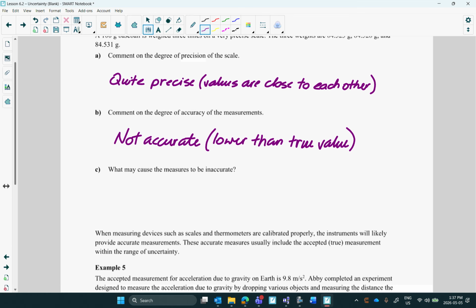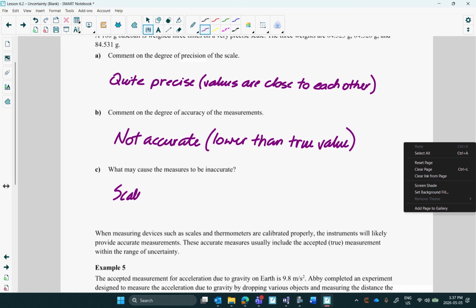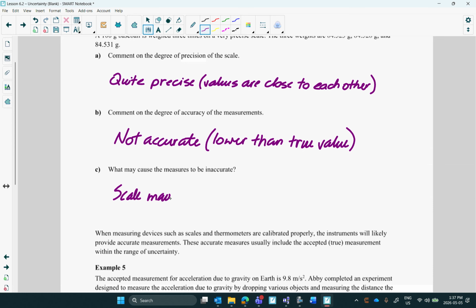And what may cause the measures to be inaccurate? Well, maybe the scale just has to be calibrated. Okay? Something's wrong with the scale, it's not measuring properly, it has to be reset. Scale may need to be calibrated. Either that or somebody who's really bad at reading measurements, and that's human error.